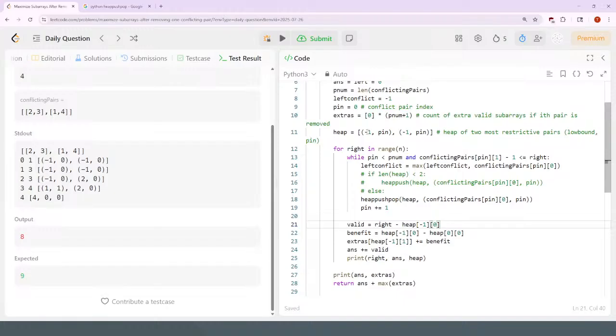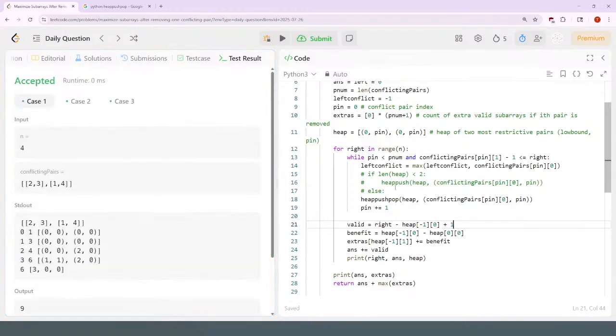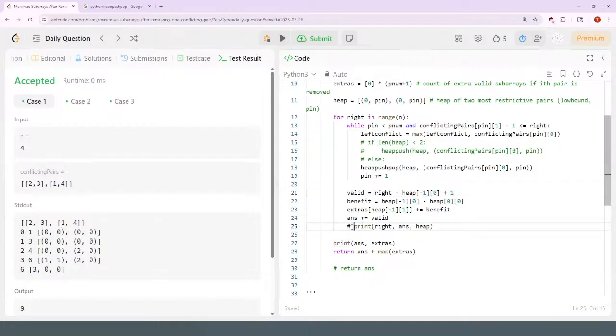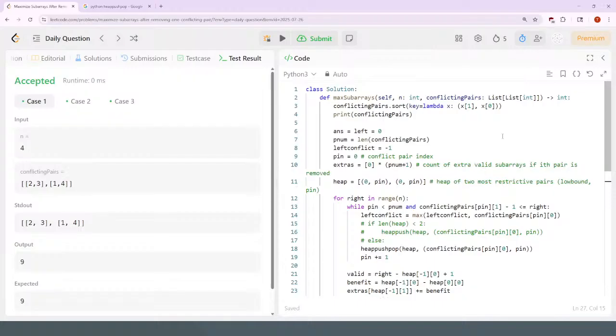Okay, maybe this should be 0 and it should be plus 1 in the right minus left plus 1. Okay. Alright, so still a little confused as to the indexing part that I'm screwed up on, but it does seem to generally work.